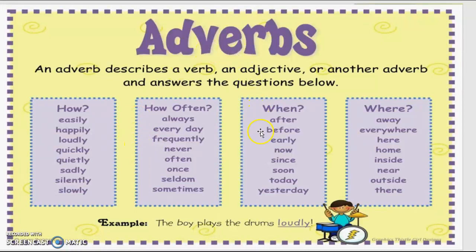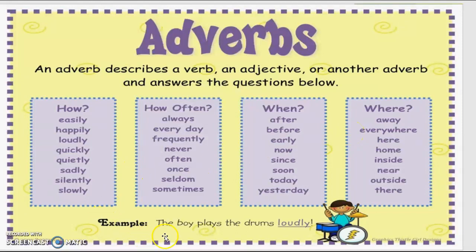When: after, before, early, now, since, soon, today, yesterday. So these would help you understand what time frame something happened in, if it was before or after something, if it happened yesterday, tomorrow, that kind of thing. Where, here are some where examples: away, everywhere, here, home, inside, near, outside, and there. So like I said, there's many different adverbs you can end up adding to sentences.